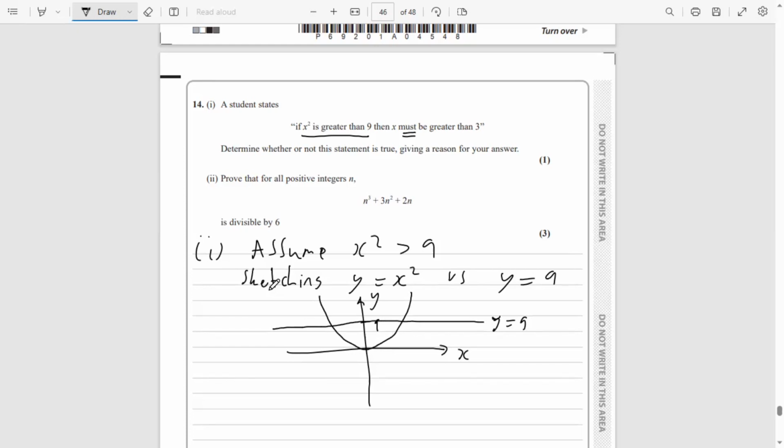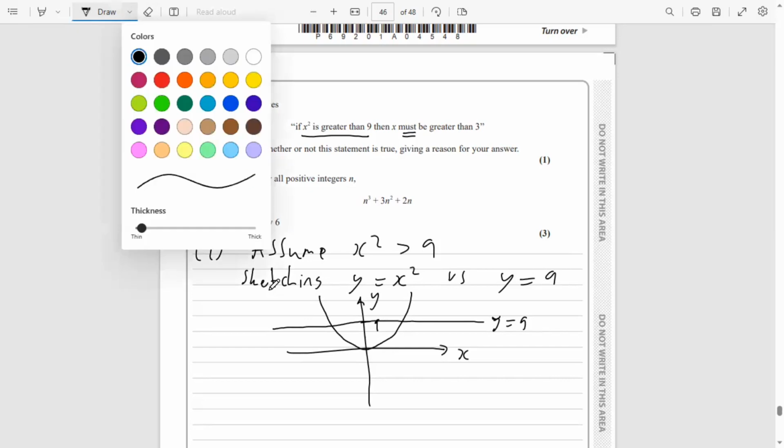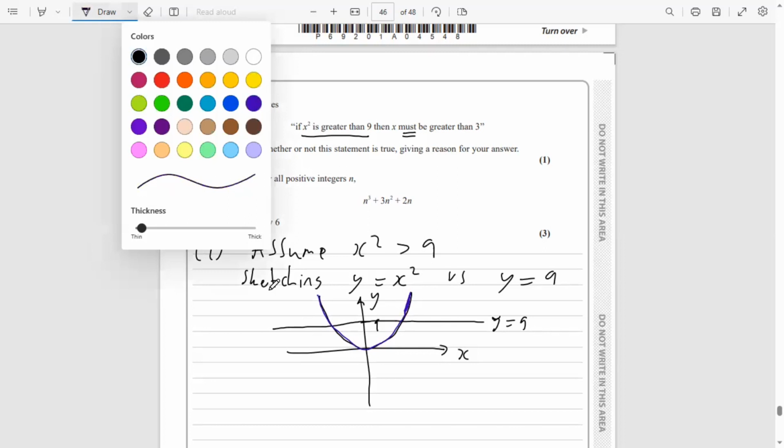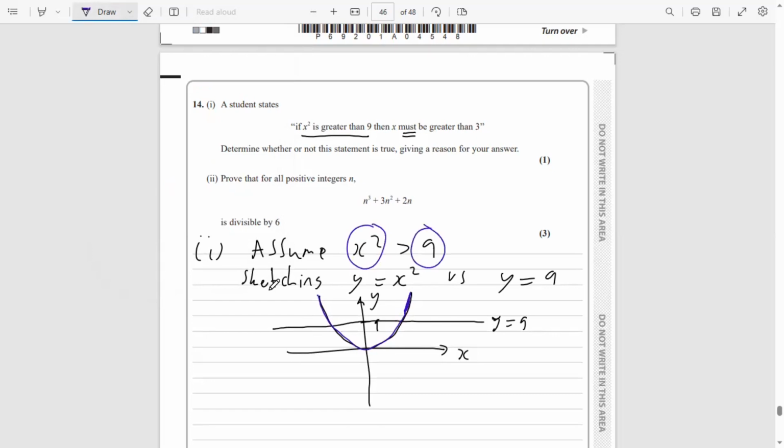Now the question wants us to assume that x squared is greater than 9. So we look at our two lines. I'll do this curved line, the x squared line, in a darker blue, and I'll keep the horizontal y equals 9 line in black. So when is the blue line greater than the black line? Remember, we want x squared to be greater than 9. So when is the curve greater than the black line?